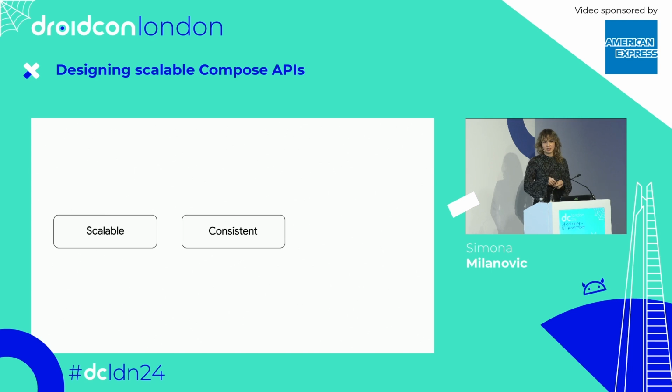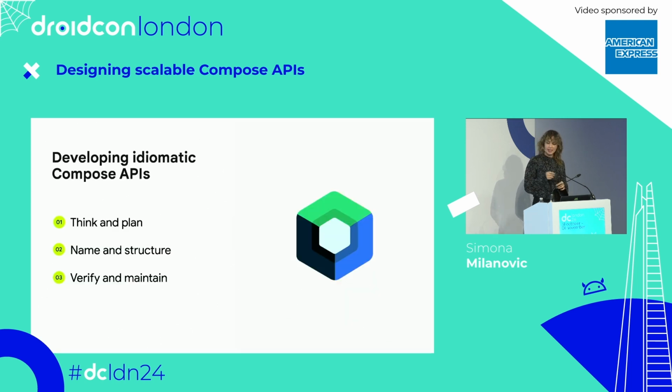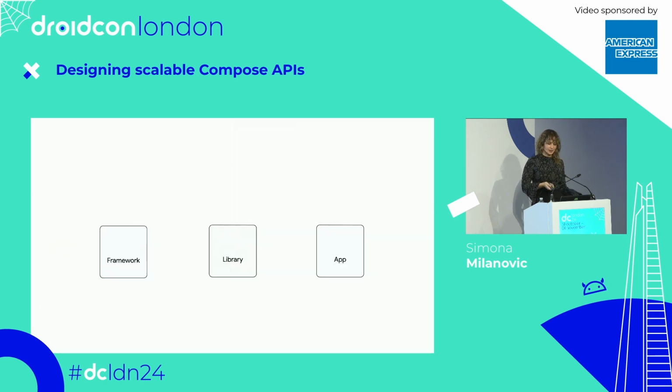More consistent across the Compose ecosystem, making it more intuitive and following known patterns. And that guides others towards better practices by setting the right expectations and encouraging good design overall. So in today's talk, we're going to cover best practices and guidelines for developing idiomatic Compose APIs, which is based on our own experience of creating Compose libraries. This comes as 3 parts: first, how to think about and how to plan for your components; how to leverage the Kotlin and naming conventions and define a solid structure for your component; and finally, how to verify and maintain these APIs.